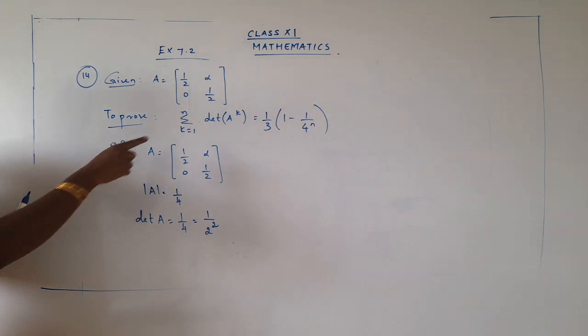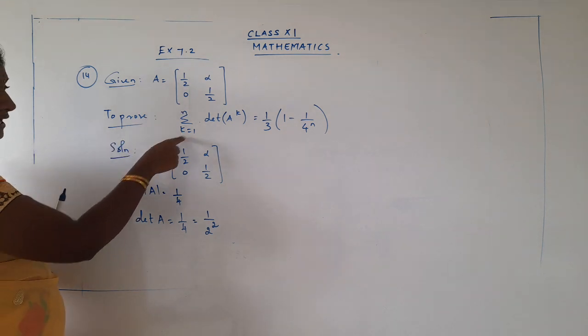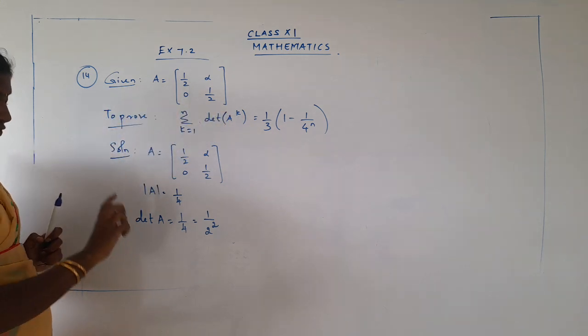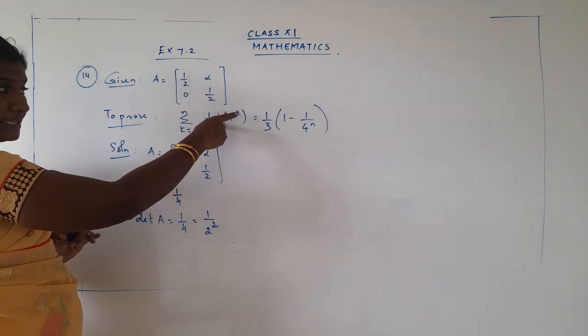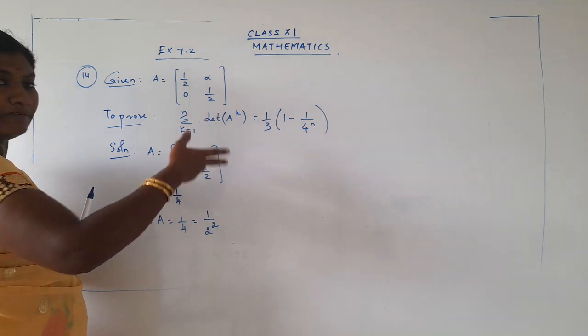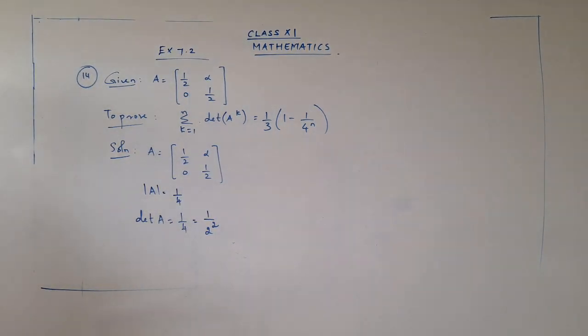We have just done one part, because here k is from 1 to n, okay children? So I have found determinant of A. One work is done. Now I have to find two more terms: determinant of A square and determinant of A cube, and then we continue our sum. So I have taken the matrix A, found the determinant of A as 1 upon 4, and written it as 1 upon 2 square. Now coming to the next thing.